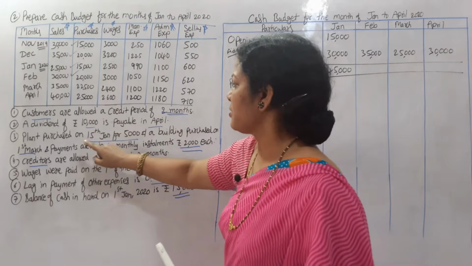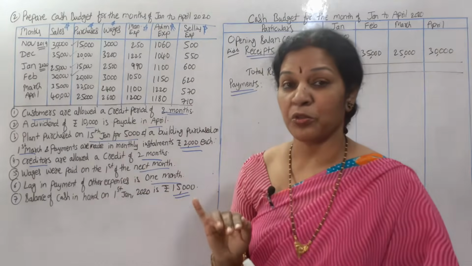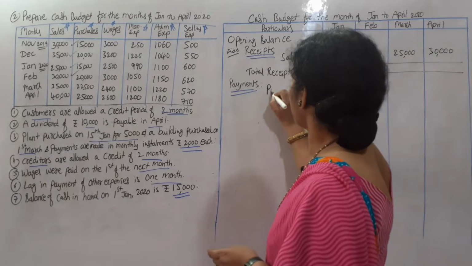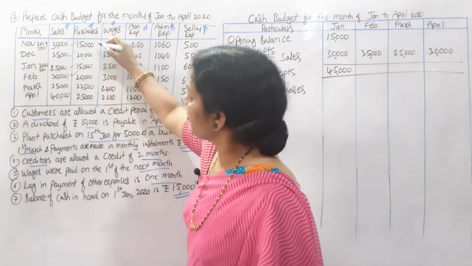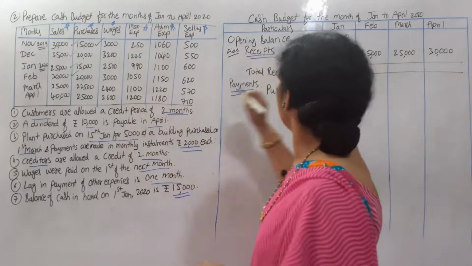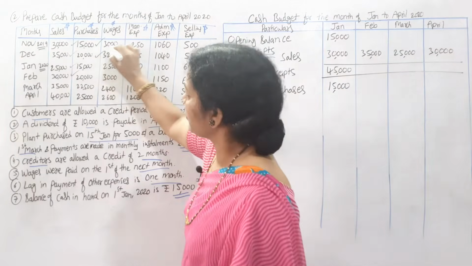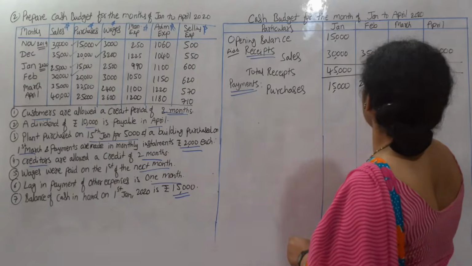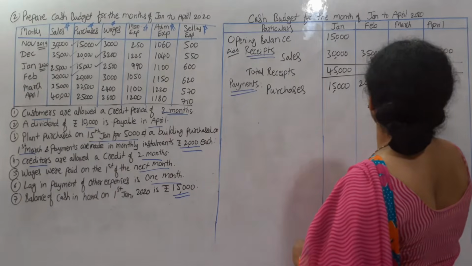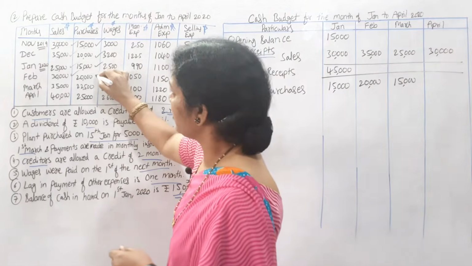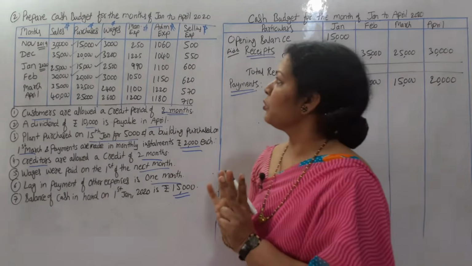Purchases. There is an adjustment: creditors allowed a credit of 2 months, means purchases also have a 2 months delay. 2 months delay means January month will take 15,000, 2 months back. In the same way for February 20,000, March 15,000, and April 20,000. Purchases are over.